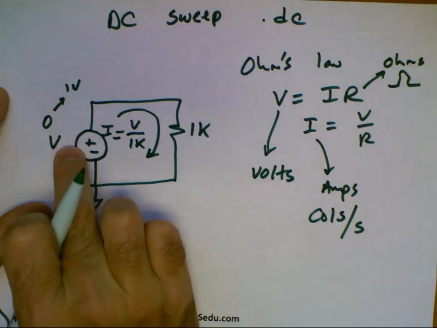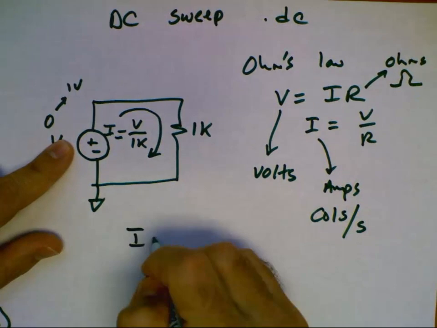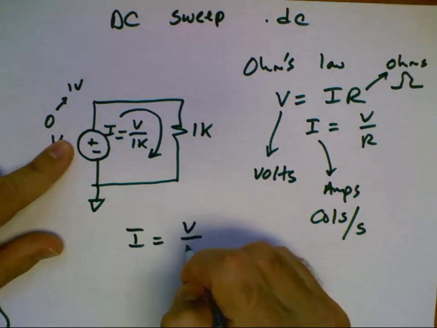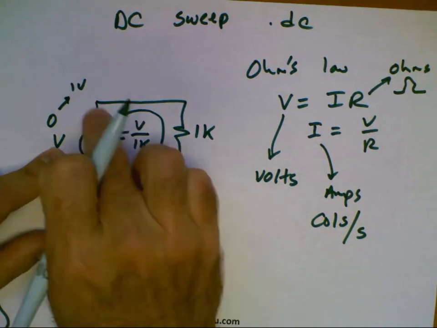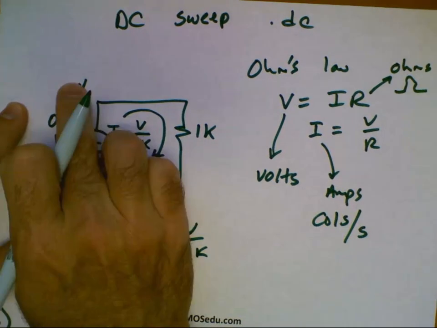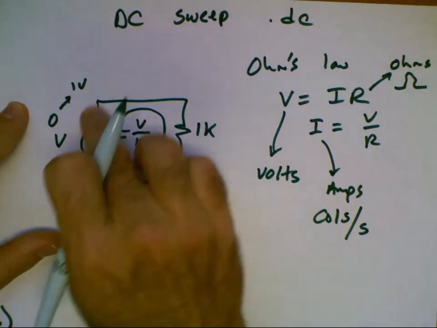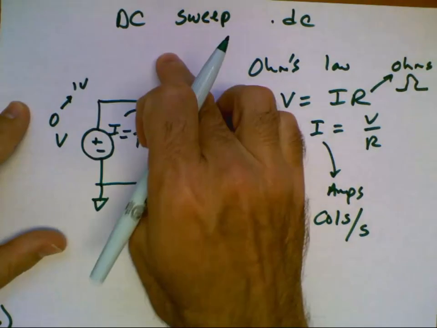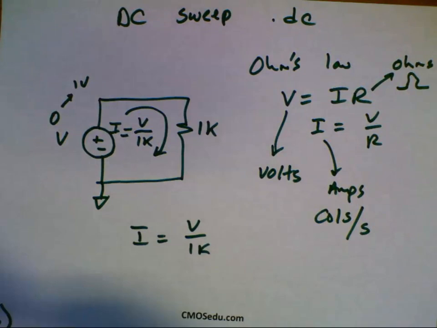So if we have 0 volts here, there's no pressure, no current flows. If I have 1 volt here, we have a current that flows of 1 milliamp. So if I sweep the pressure, I ramp up the pressure from 0 to 1 volt, I get a current that flows from 0 to 1 milliamp. So the water just starts increasing. And if I sweep it linearly, then I get a linear increase in the water flow.